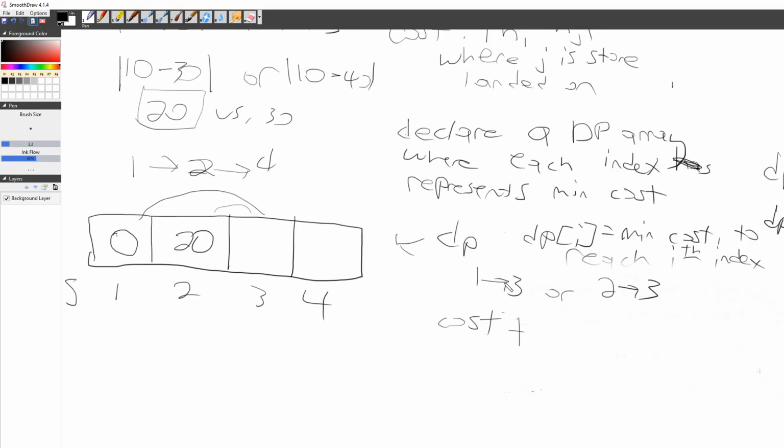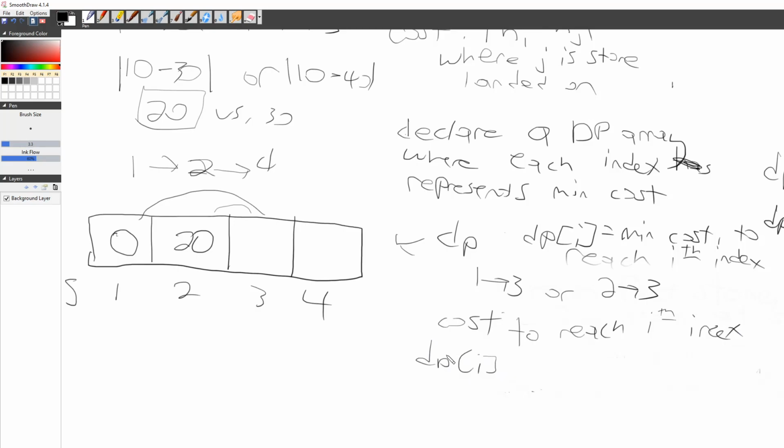Alright, where are we? Yeah, so to reach 3, you can either go from position 1 or position 2, because the frog either takes 1 or 2 steps. So yeah, so cost to reach the ith index, dp sub i.